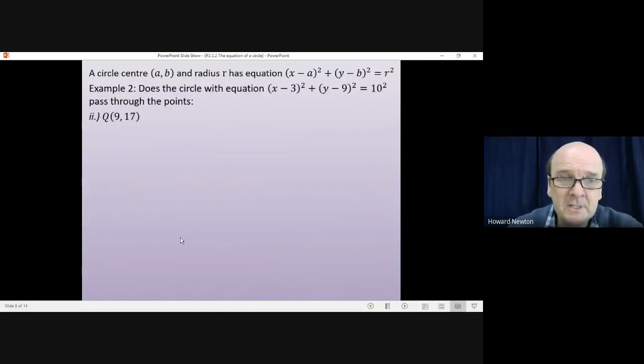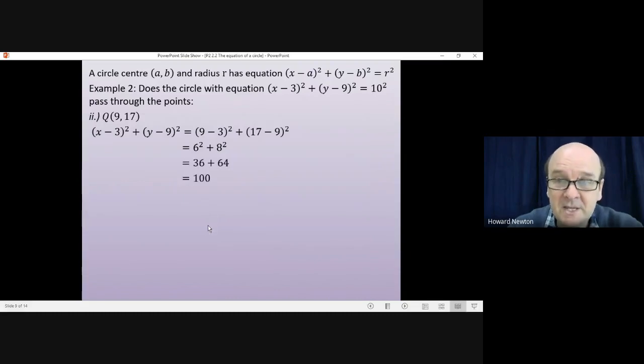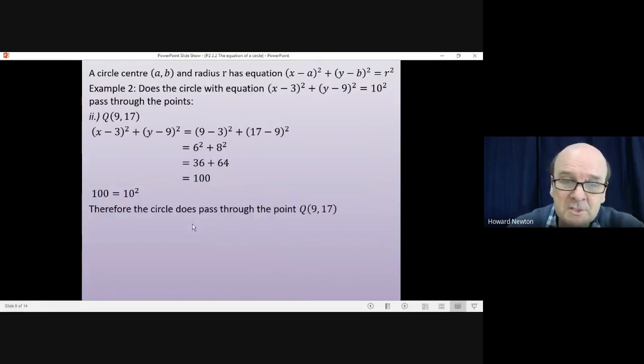What about the second point? We do exactly the same thing. So now we've got x equals 9 and y equals 17. So we substitute that into the equation. 9 minus 3 is 6. 17 minus 9 is 8. So that gives us 6 squared plus 8 squared, which is 36 plus 64, which is exactly 100. 100 does equal 10 squared. Therefore, the circle does pass through the point Q (9, 17). (9, 17) will be on the circumference of the circle.